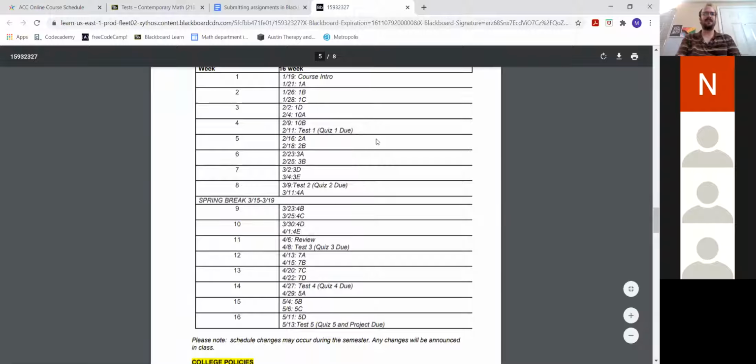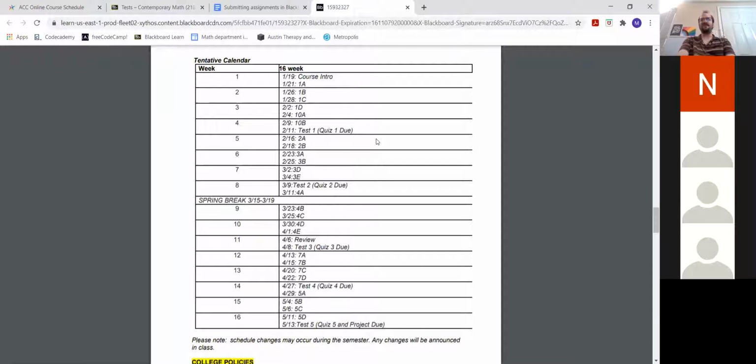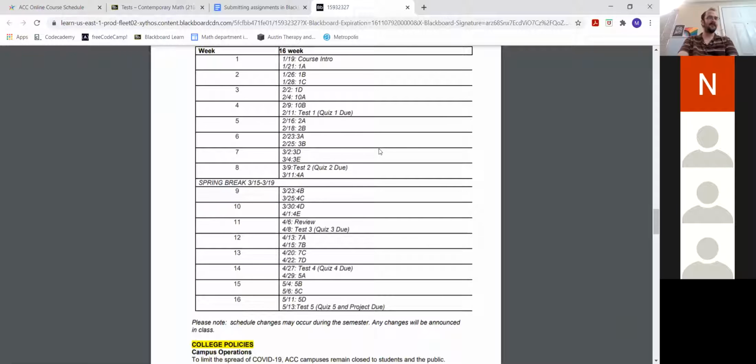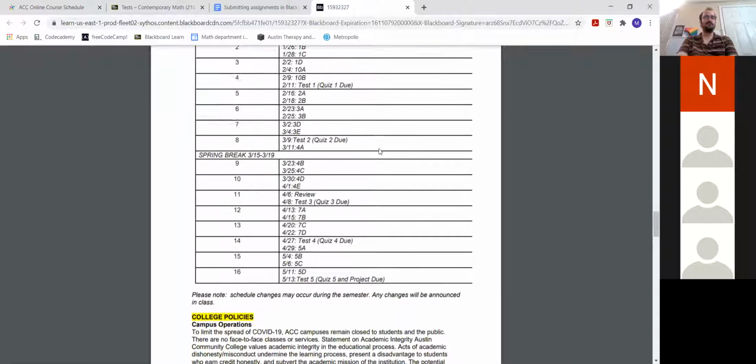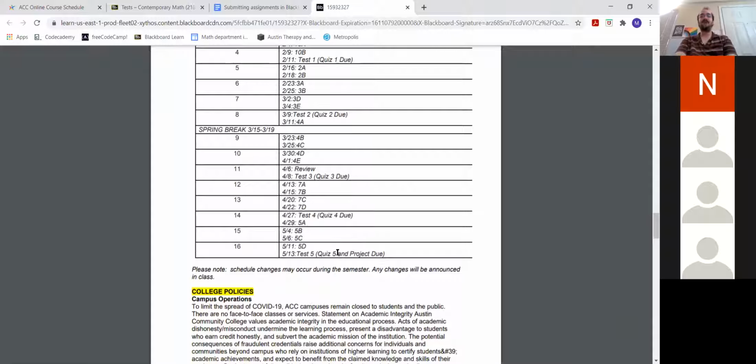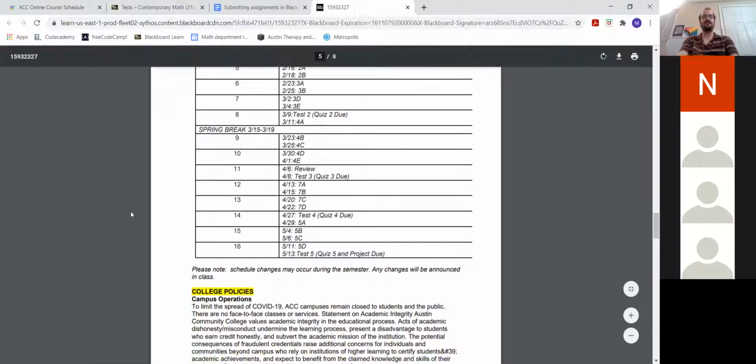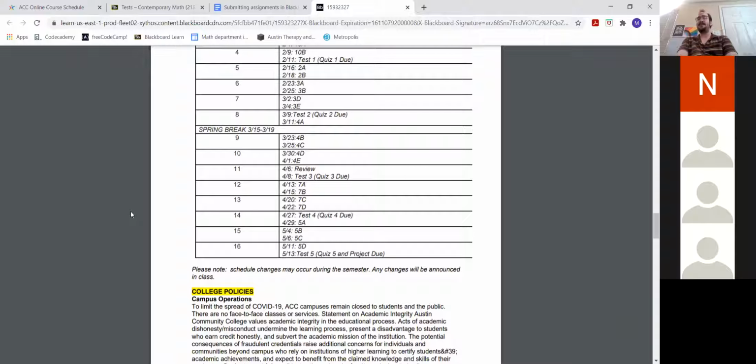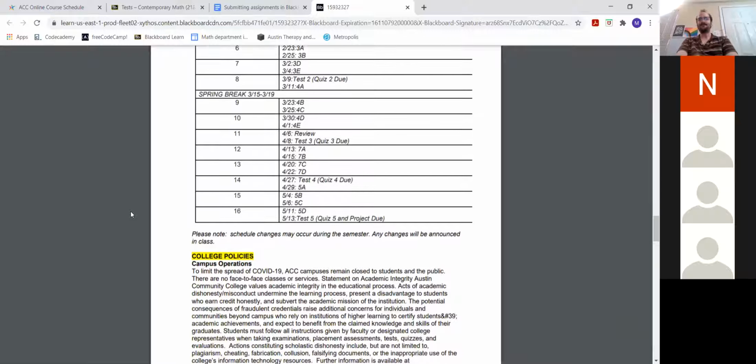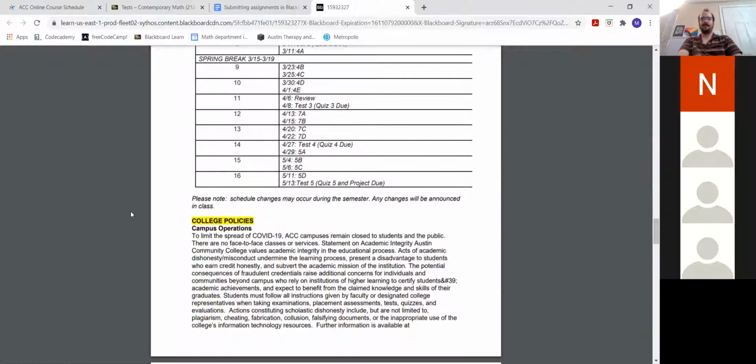So it looks like our first test is on February 11th. The quizzes will be due the same day the tests are due. They are usually due like, I don't remember how many, like 30 minutes before the test or something like that. They are due right before the test, basically, is when I want you to turn them in. The research project that I was talking about will be due basically on the last day of class. Get it turned in before class is over.